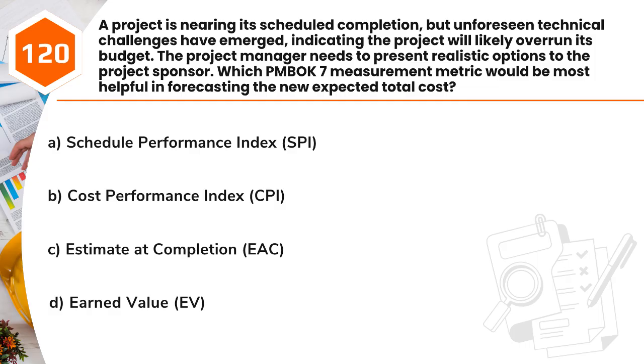Question 120. A project is nearing its scheduled completion, but unforeseen technical challenges have emerged, indicating the project will likely overrun its budget. The project manager needs to present realistic options to the project sponsor. Which PMBOK 7 measurement metric would be most helpful in forecasting the new expected total cost? A. Schedule Performance Index, SPI. B. Cost Performance Index, CPI. C. Estimate at Completion, EAC. D. Earned Value, EV.